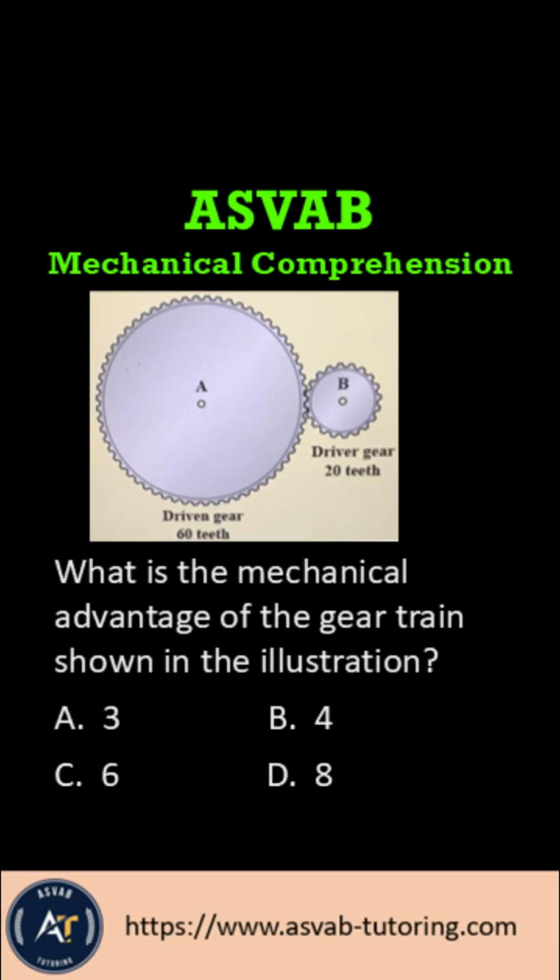What is the mechanical advantage of the gear train shown in the illustration? A. 0.3. B. 4. C. 6. D. 8. The correct answer is A.